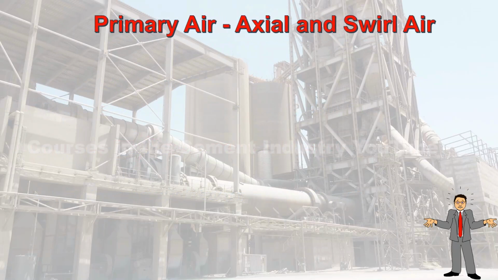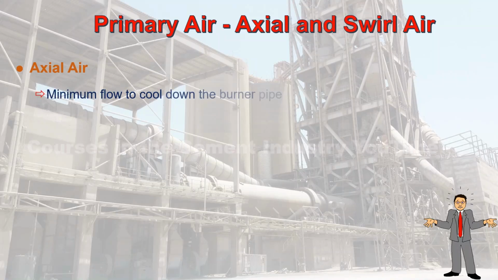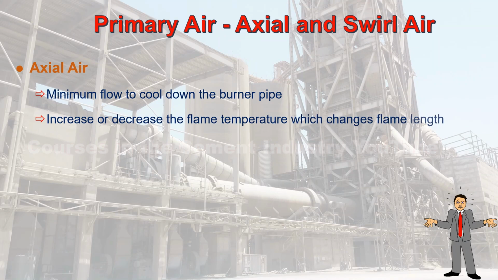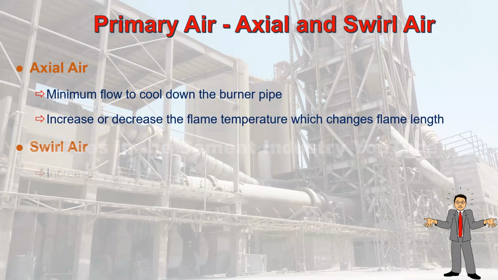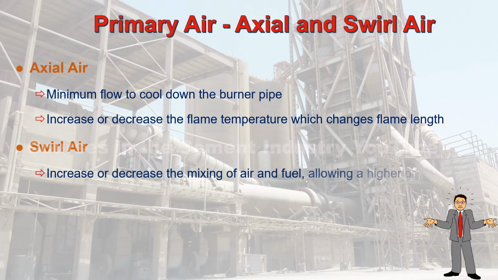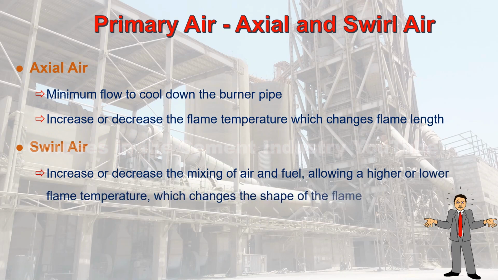Primary air, axial and swirl air. A. Axial air. 1. Minimum flow to cool down the burner pipe. 2. Increase or decrease the flame temperature, which changes flame length. B. Swirl air. Increase or decrease the mixing of air and fuel, allowing a higher or lower flame temperature, which changes the shape of the flame.